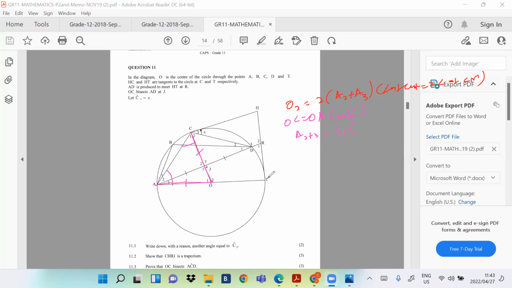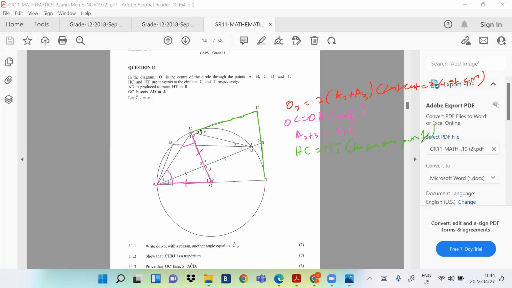Then, HT and HC are tangents from the same point. Can you see they are tangents from the same point? Remember the theorem here: tangents from the same point will be equal. That means HC is equal to HT. Tangents from the same point. Okay?